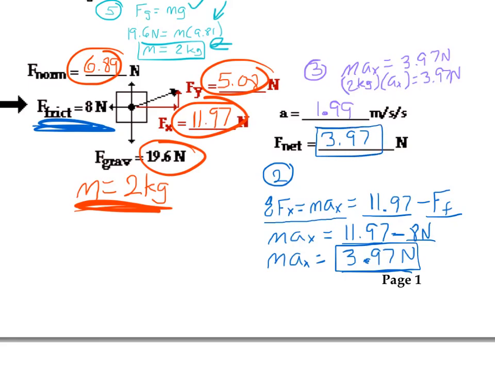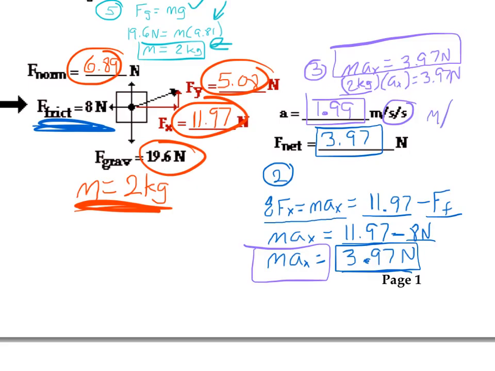So to find our acceleration of the x, we know that the mass times acceleration of the x, right? Mass times acceleration of the x equals 3.97 newtons. We know the mass is 2 kilograms, so we divide both sides by 2, and we get 1.99 meters per second squared. This is just another way of writing meters per second squared.